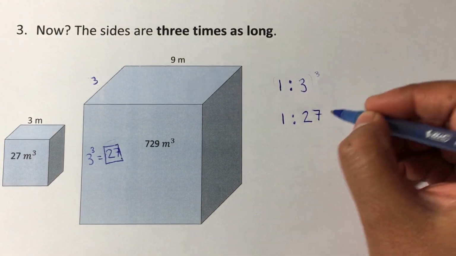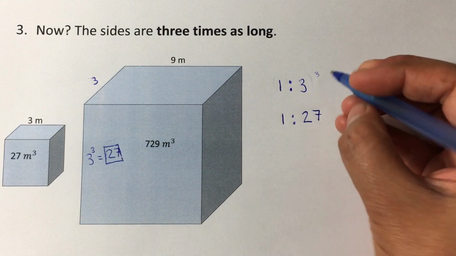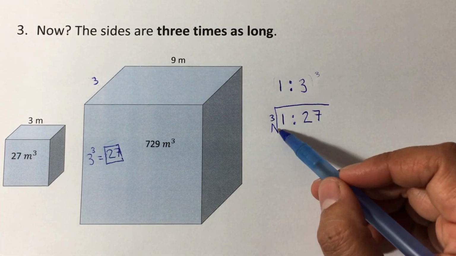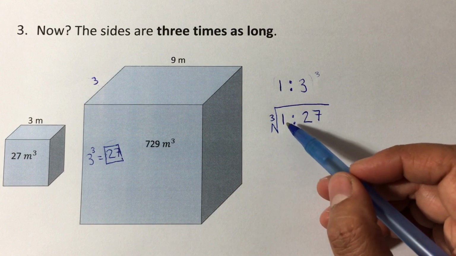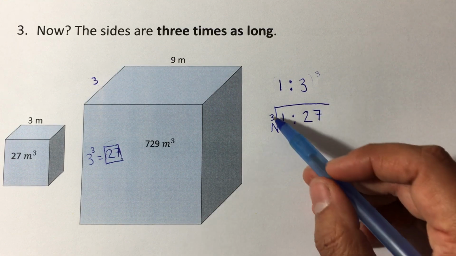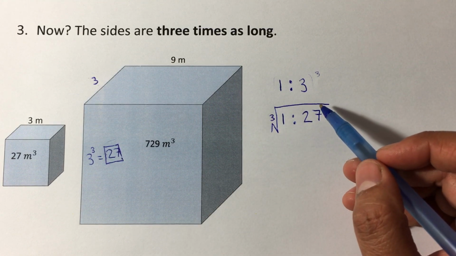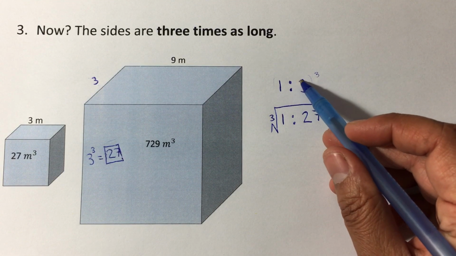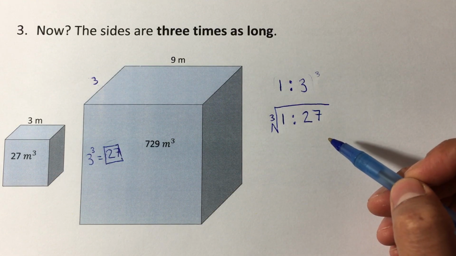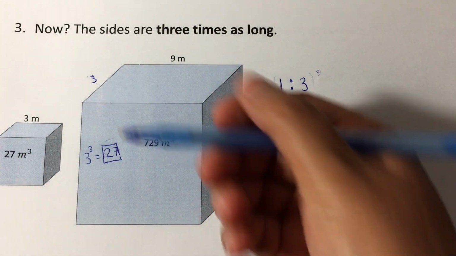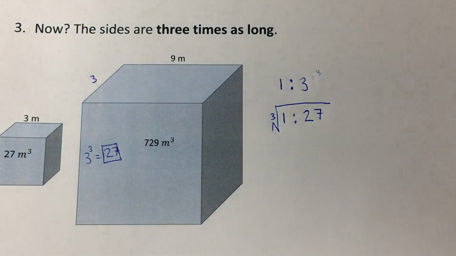The other way is, what if we're missing this? What we do is take the cubic root of this, and then the cubic root of 1, well, 1 times 1 times 1 is 1. And then what number multiplied times itself 3 times is 27? Well, 3 times 3 times 3 is 27, so that will be the answer right there. Okay, those are the ways they relate lengths with volumes.